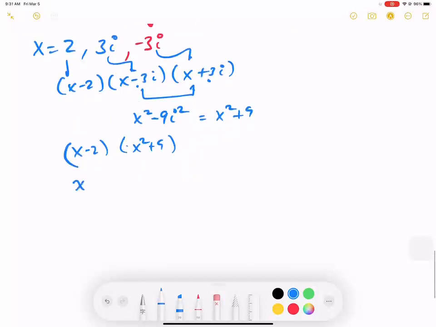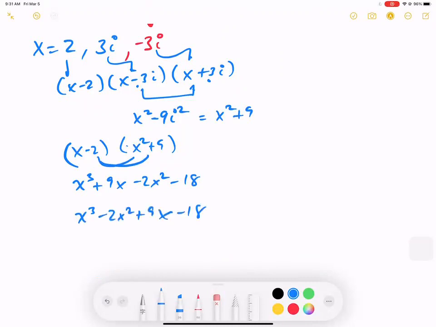And we go through our skills. x times x squared is x cubed, plus 9x. Negative 2 times x squared is negative 2x squared, and then negative 18. Rewriting this in the right order: x cubed minus 2x squared plus 9x minus 18.